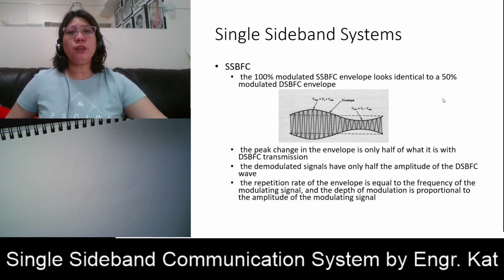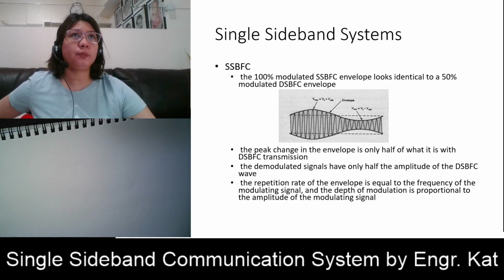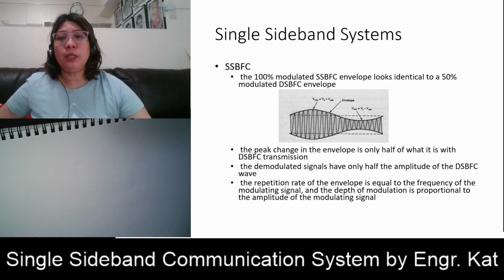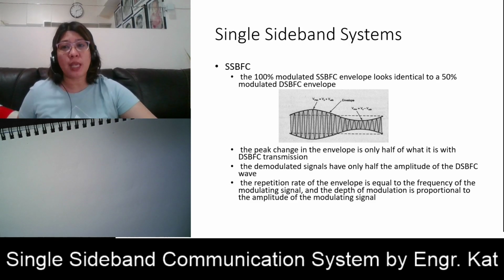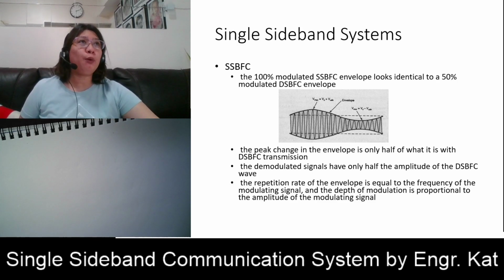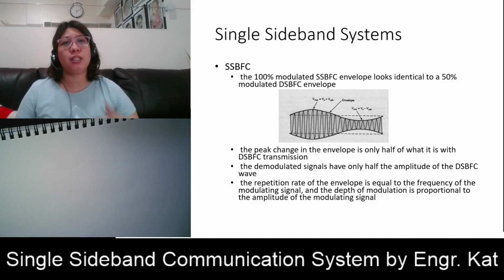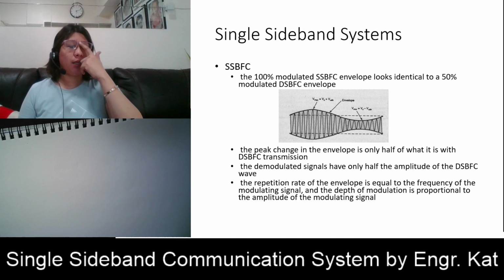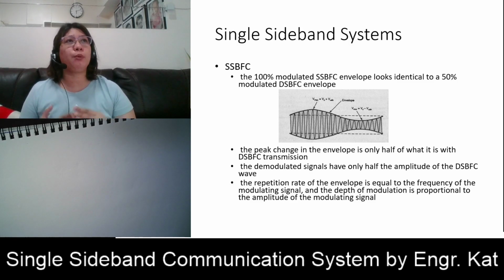Again, for single sideband full carrier, the 100% modulated SSBFC envelope looks identical to a 50% modulated double sideband full carrier envelope. If we recall, for a conventional AM, the maximum and the negative peaks occur when the carrier and both sidebands reach their respective peaks at the same time, and the peak envelope is equal to the sum of the amplitudes of the upper and the lower side frequencies.